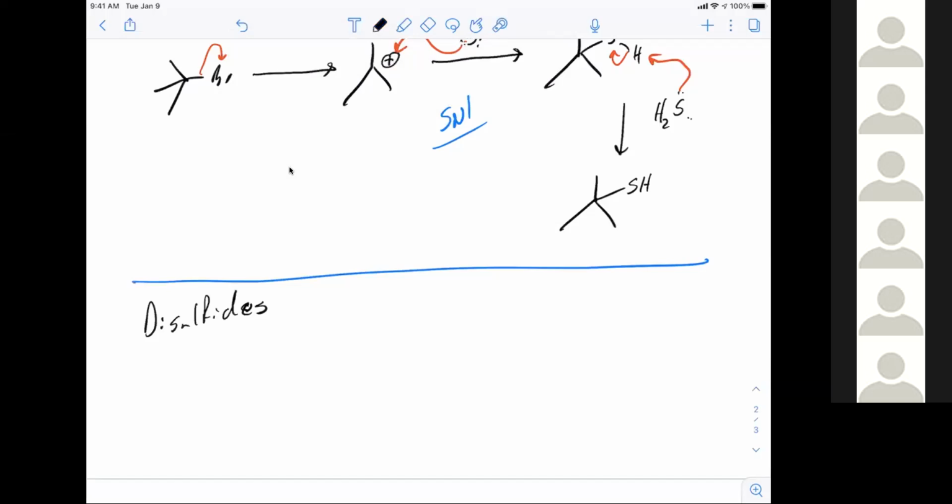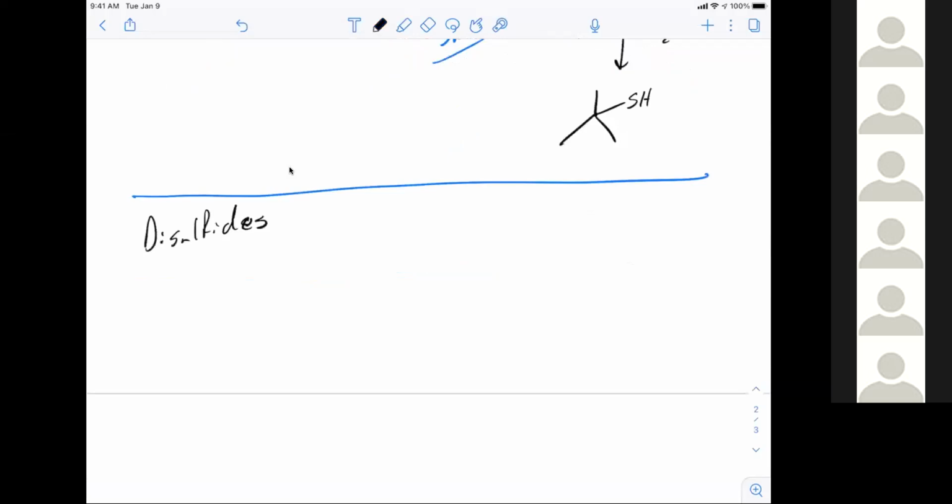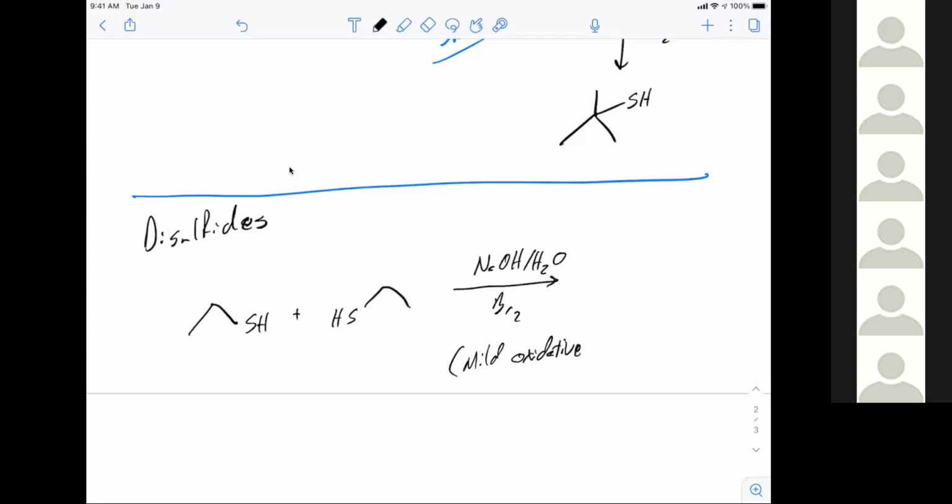For disulfides, what we're going to be doing is taking two thiols, reacting that in a mild oxidant, and in this case is the Br2. And we end up with our disulfide.